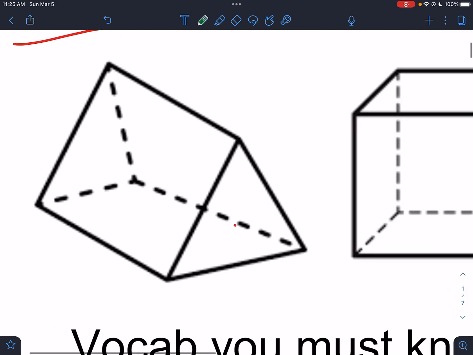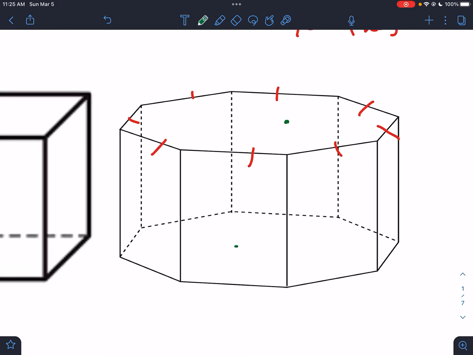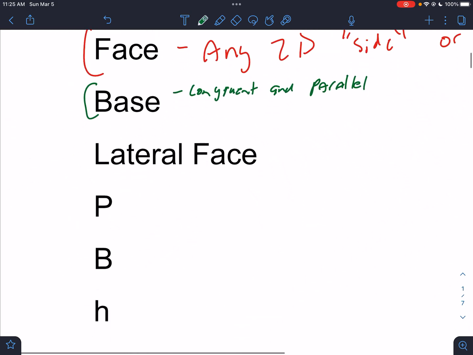But over here, it's not the rectangles. Your base must be the triangles. They are the only 2 shapes that are parallel and congruent. Over here, yes, these 2 rectangles would be parallel and congruent, but those are not the bases because another way to think about it is the shape that's not the rectangle. So here the octagons have to be the bases. They're parallel and congruent. There you go.